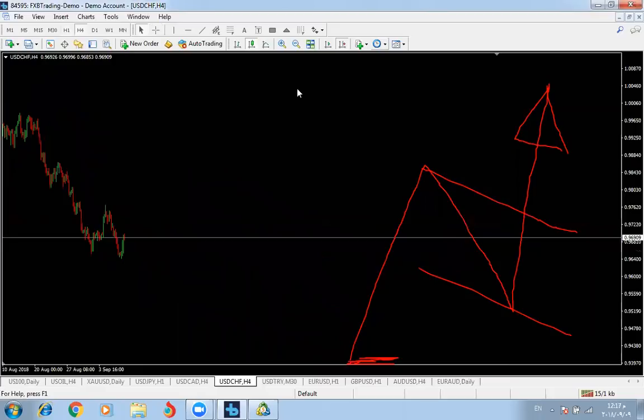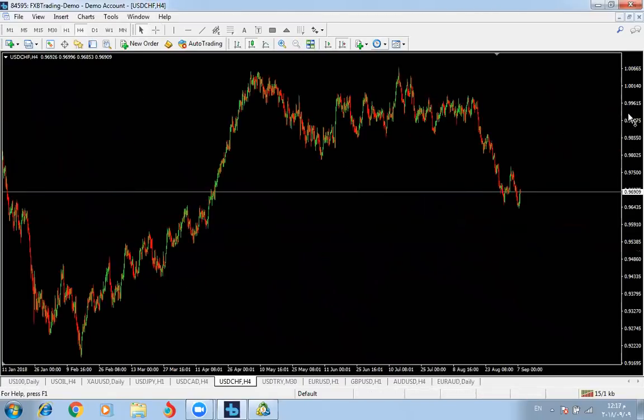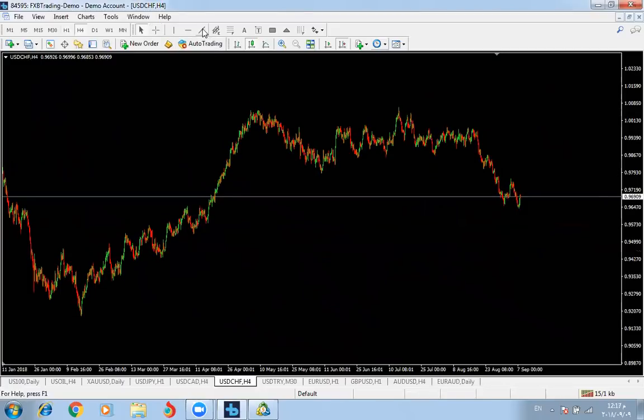Let's move to the Swiss franc, and as I showed you in the last videos, we are making an ABC correction up to the upside. This is A, the whole structure is A. This is A, this is B, and this is C, impulsive to the upside.